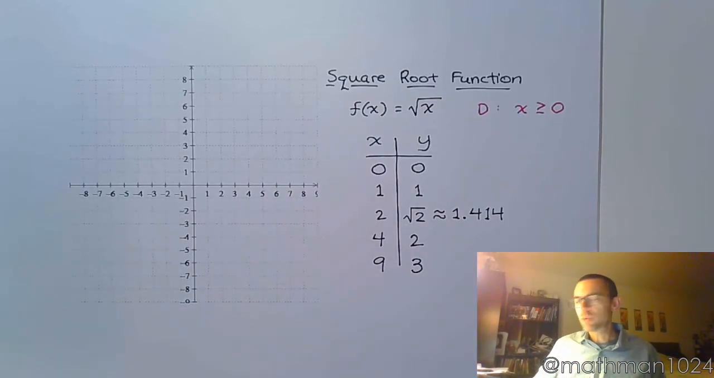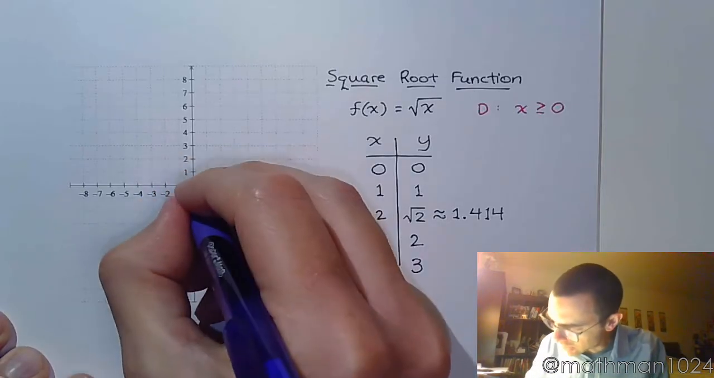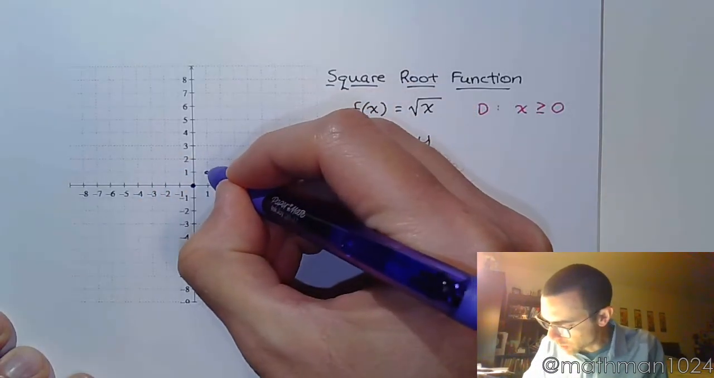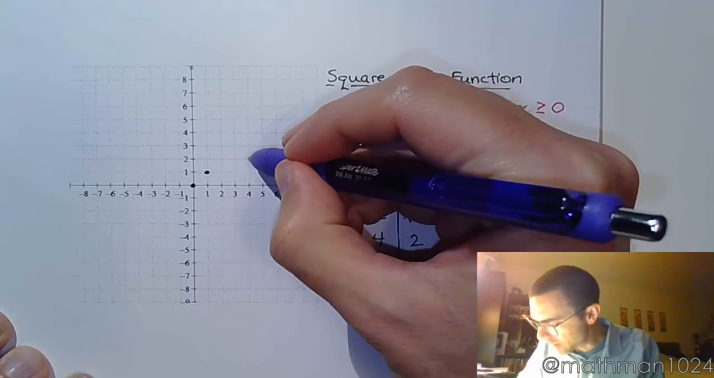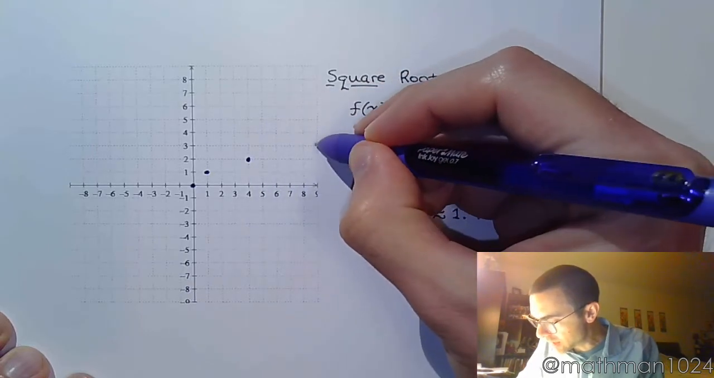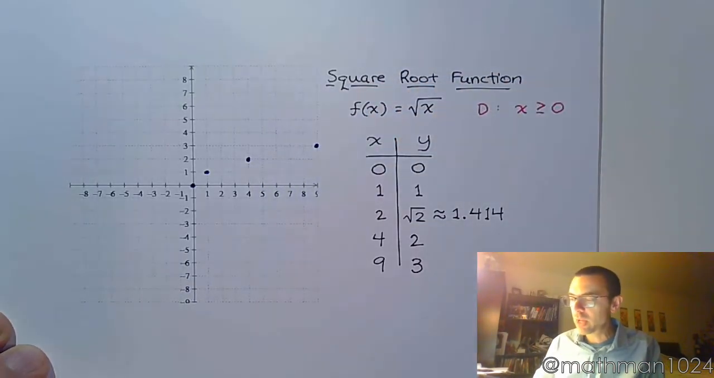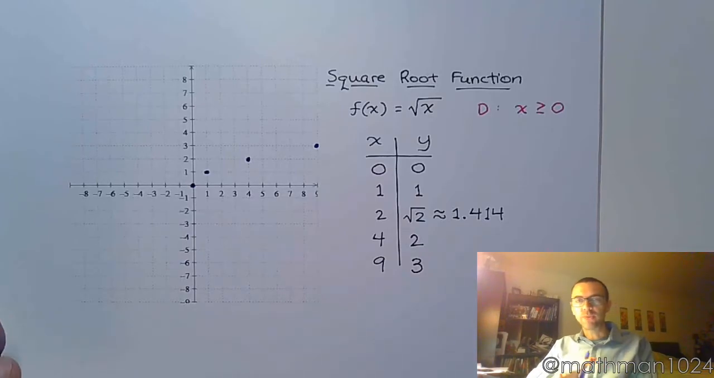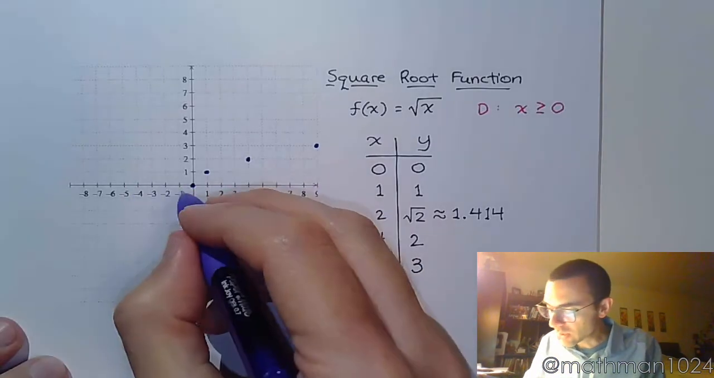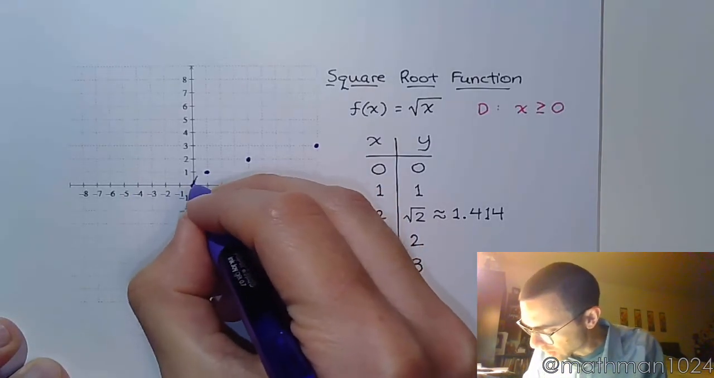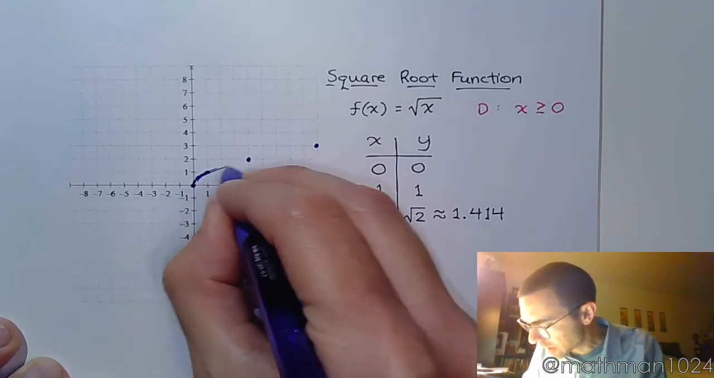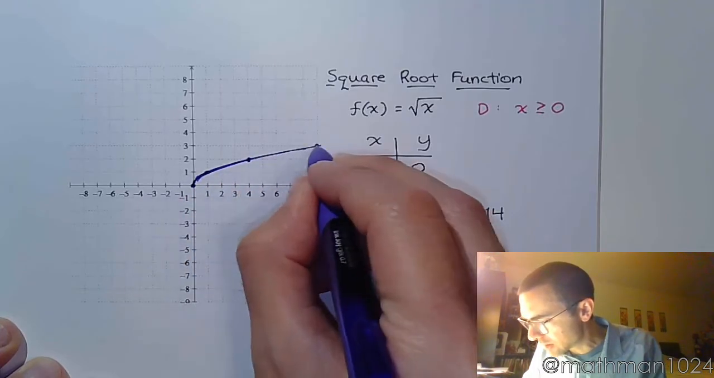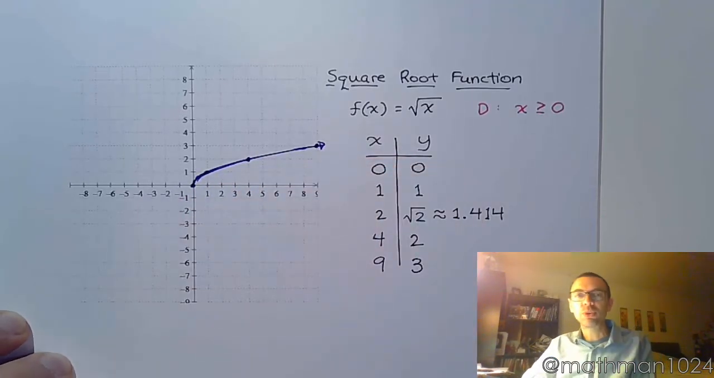So let's plot these and see what we get. I have 0, 0, 1, 1. The square root of 4 is 2. The square root of 9 is 3. So unlike the other examples that we've seen where we're going from edge to edge of the graphing window and we're putting arrows on the ends, this guy starts at the origin and he just curves up and out like this. You only put an arrow on this end as he is going off the grid.